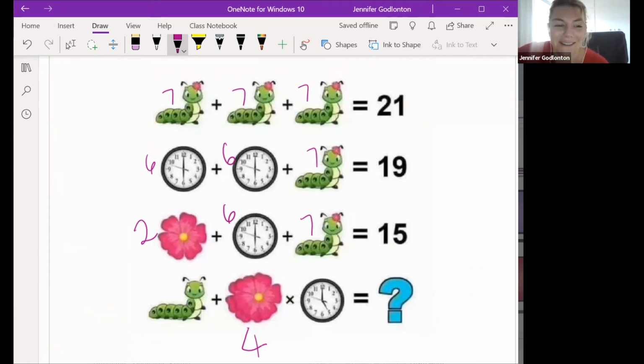Why? Well, let's see if someone can figure out what's wrong with it. Alicia, you're nearly there. The flower I'm definitely happy with. There's 2 flowers, so there's 2 of them. But I am telling you that that clock is not 6, and I'm telling you that that caterpillar is not 7. Guys, check the clocks. Check the different clocks. Can you tell me something about this clock?